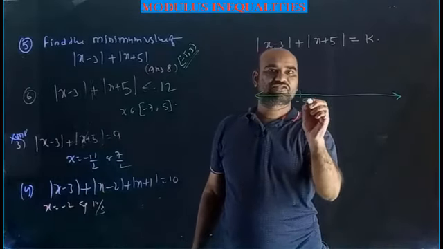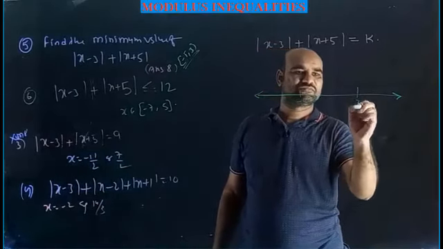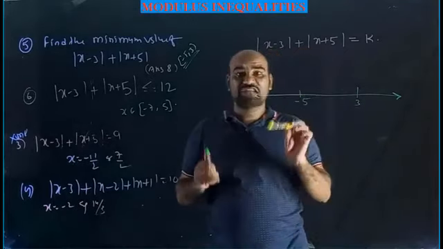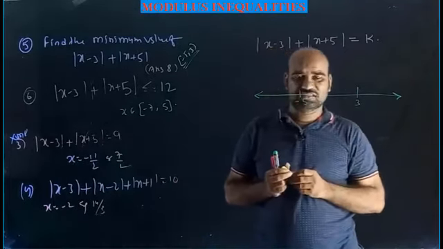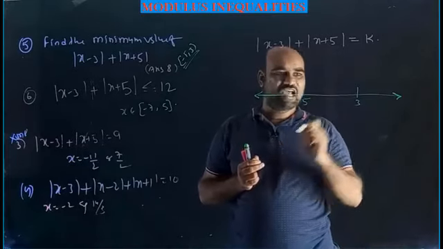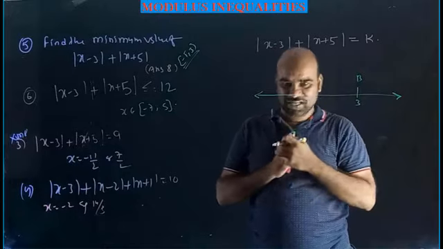Identify their zeros. Now I want to start my method. Let us assume that there are two persons. One person is at minus 5. Another person is at 3 on the number line.